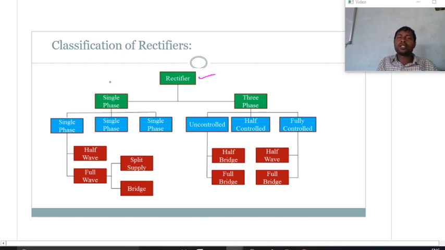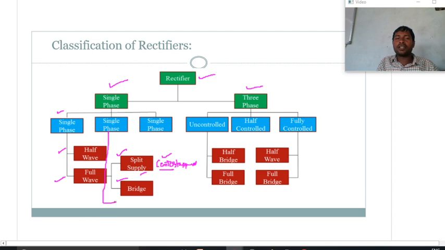These are based on single phase and three phase. In single phase, rectifiers have two types: one is half wave and the other is full wave. In the full wave, there is center tapped, or split supply. So these are the two types. Another name for split supply is center tapped, and a bridge rectifier will also be there.